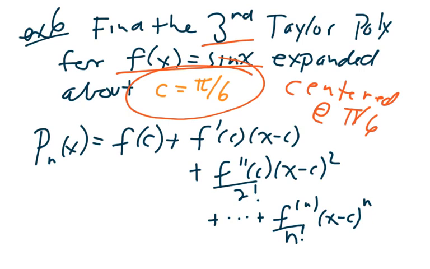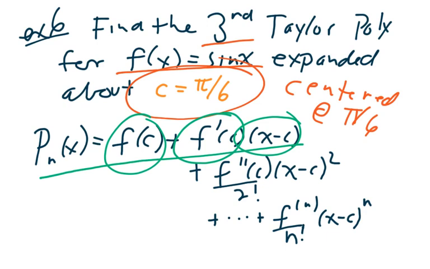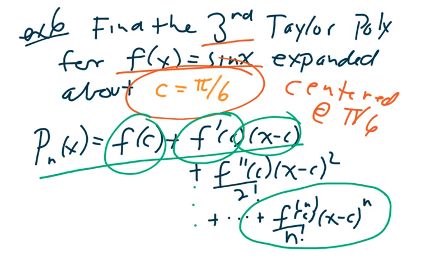Okay, so as a reminder, this is what our Taylor polynomial looks like. It's the value of the function at the known point plus the derivative at the known point times the difference between the known point and the desired point, dot, dot, dot, out to the nth derivative evaluated at the known point. So I should put a c there, over n factorial times, again, the difference between the known point and the desired point raised to the nth power.